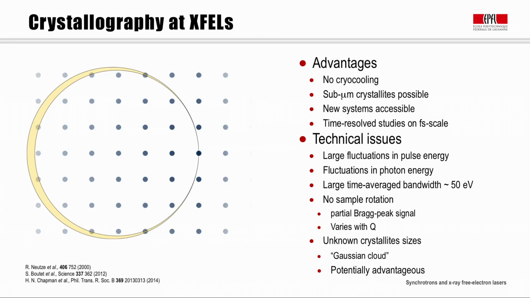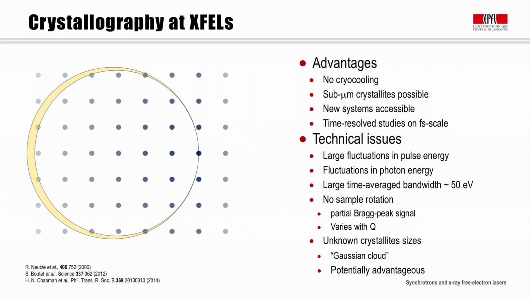Accurate data interpretation is hampered by many issues, however. First, there are large fluctuations in the energy of individual pulses, which can vary by several tens of percent, although this particular aspect is slowly improving. Secondly, the central energy of any single X-FEL pulse may fluctuate by a few tens of electron volts due to the random nature of the SASE process that produces the pulses in X-FELs.